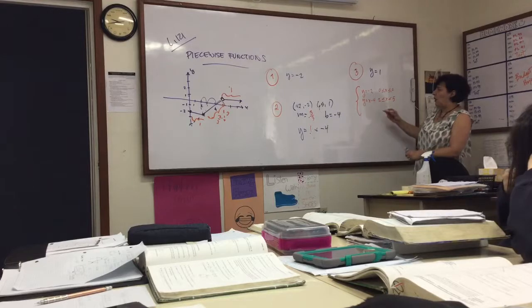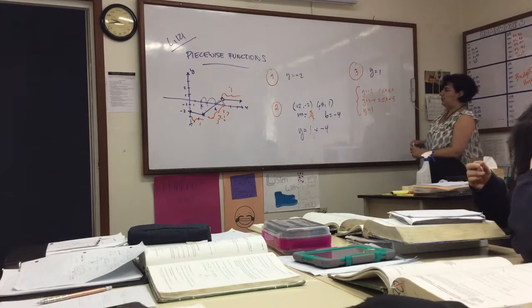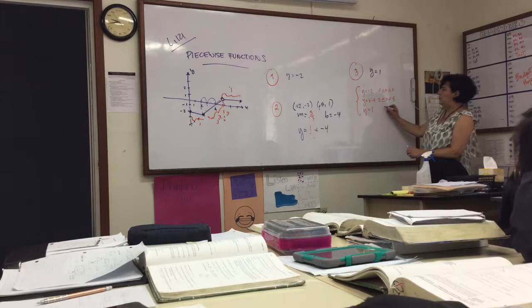And then the last one is y equal to 1. From where to where? From 5 on. X is greater than or equal to 5.